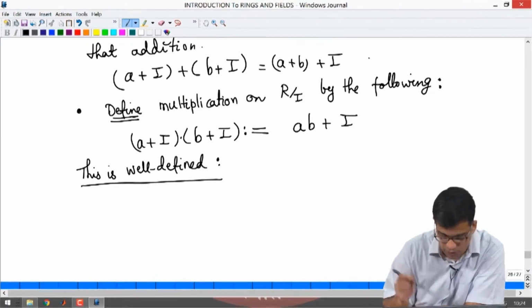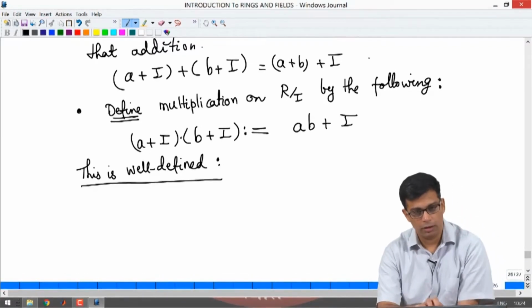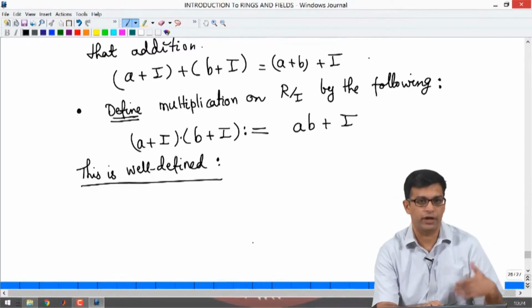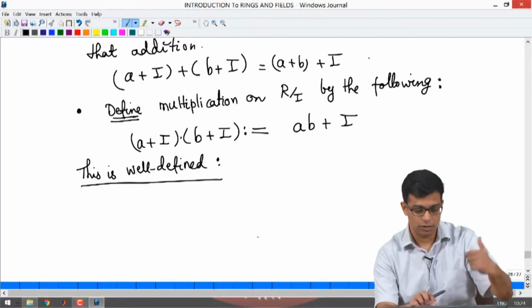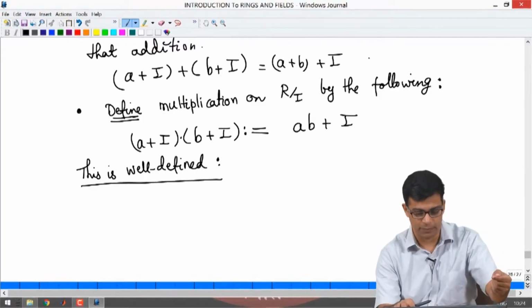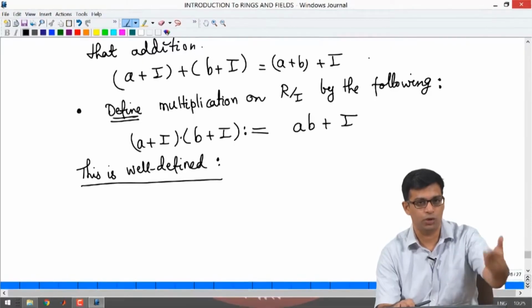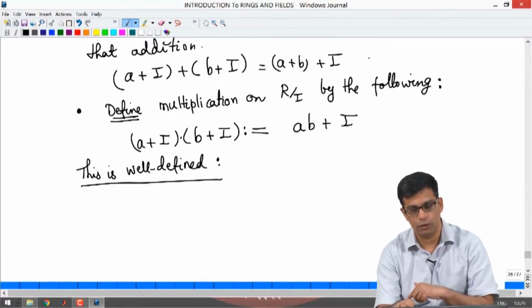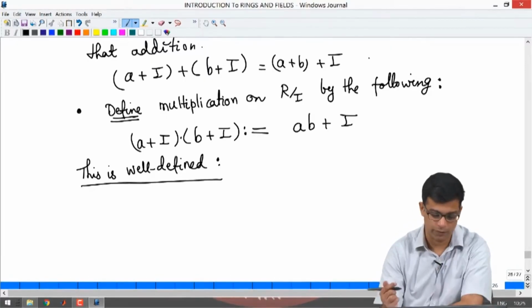I need to check that this is well defined, because a plus I is a coset. Remember, I can take one representative, you can take another representative. So if I take a as a representative, you take a prime as a representative, I do ab, you do a prime b, but ab and a prime b should give you the same coset, otherwise this is not well defined.